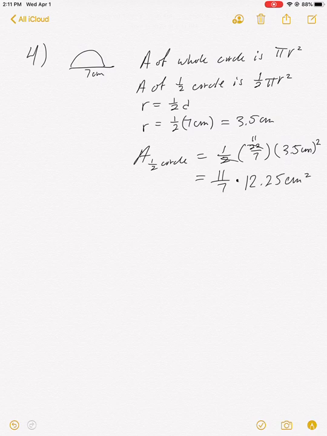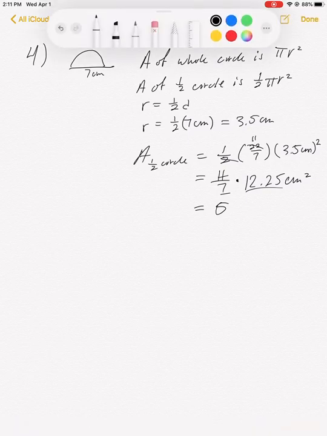centimeters squared. Okay. So we take this number, multiply by 11, divide by 7. And we get that the area of the half circle is 5.5 centimeters squared. Okay. Now the last one, number 5, is the area of the shaded region.